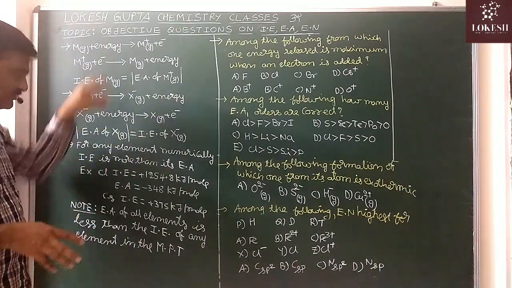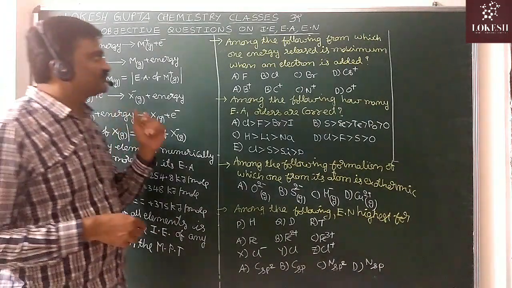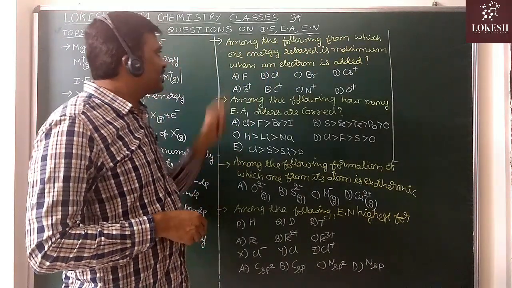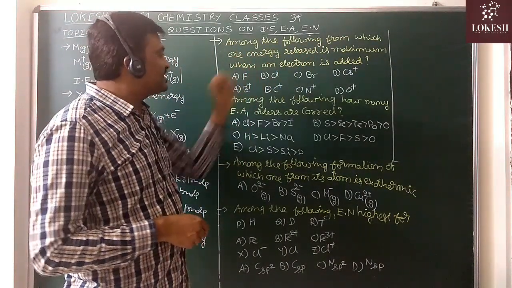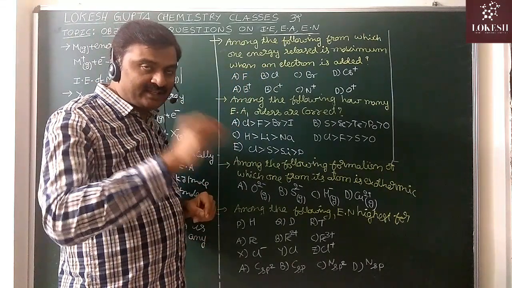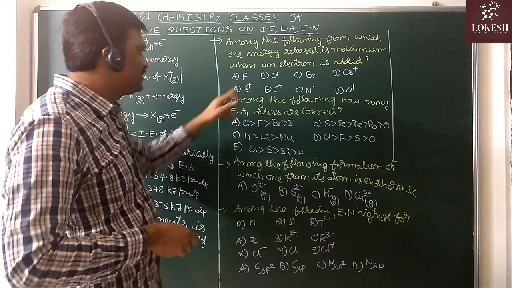So these are some important points. Now let me start the objective questions. First question. Among the following, from which one is the energy released maximum when an electron is added?